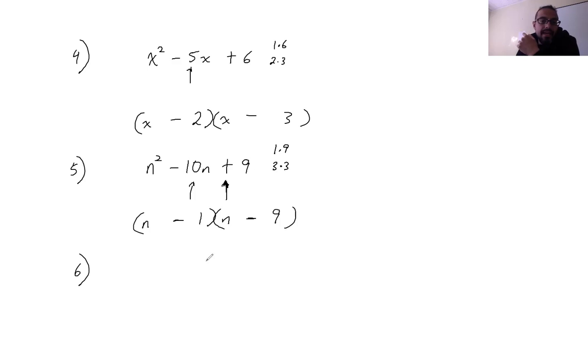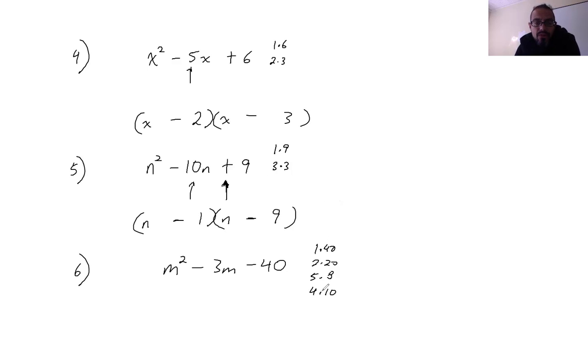Okay, number 6. Let's take m squared minus 3m minus 40. Starting with the factors of 40, I've got 1 times 40, 2 times 20, 4 times 10, and 5 times 8. You may not be very good with your multiplication tables. You may have to grab your calculator and divide 40 by 2, by 3, by 4 to figure out the factors of 40. There's nothing wrong with that. You may need to do that in order to get the question done.